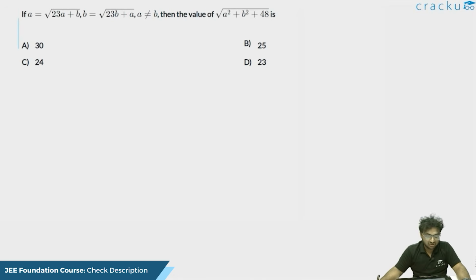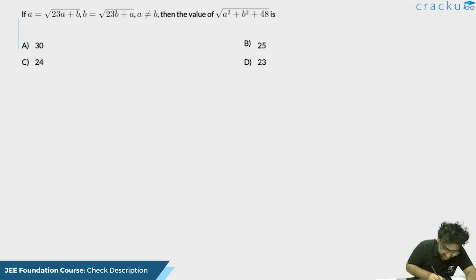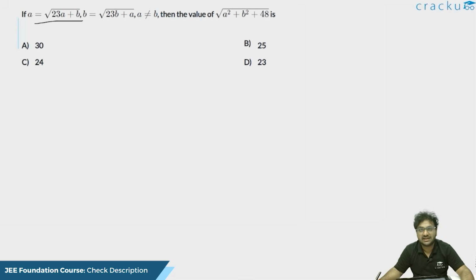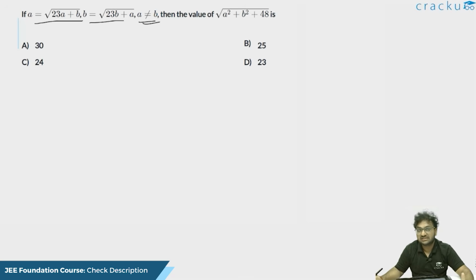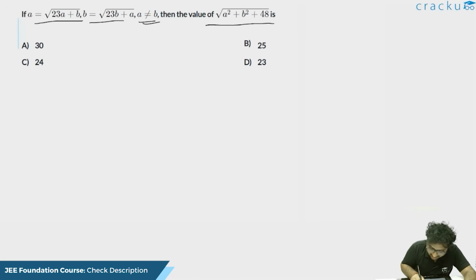Hi everyone. So let us look at this question. The question says that if a is equal to under root 23a plus b and b is equal to under root 23b plus a, and a is not equal to b, this is very important, then the value of under root a square plus b square plus 48 is.